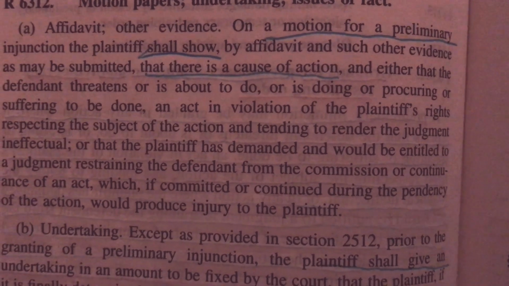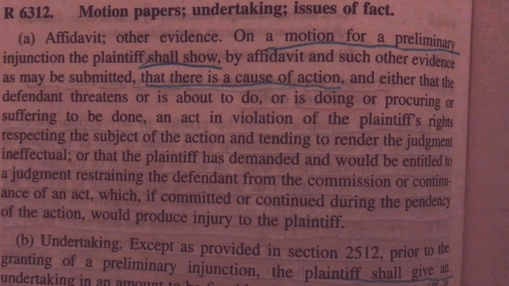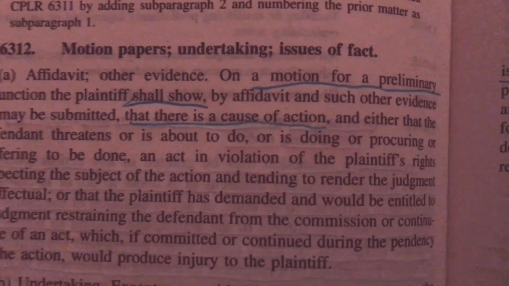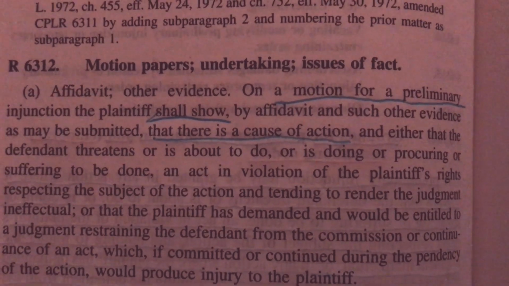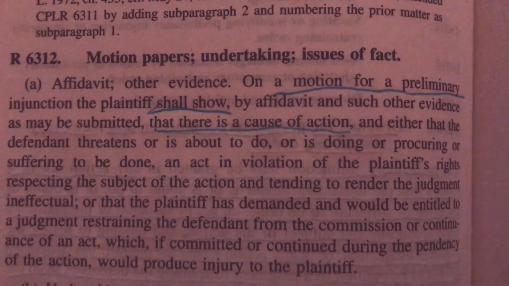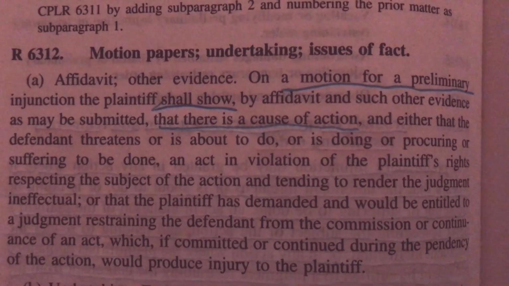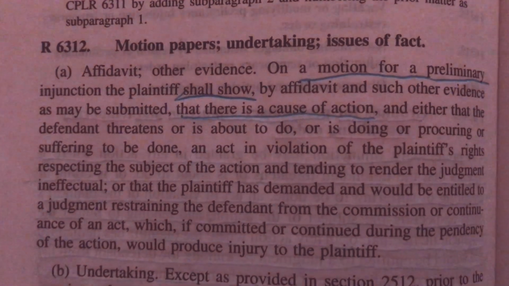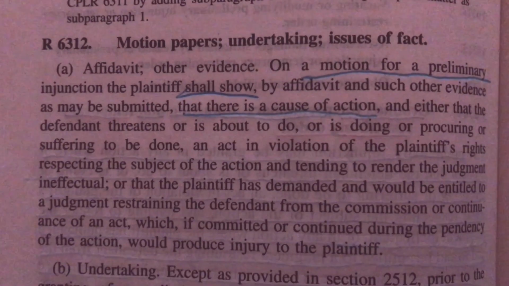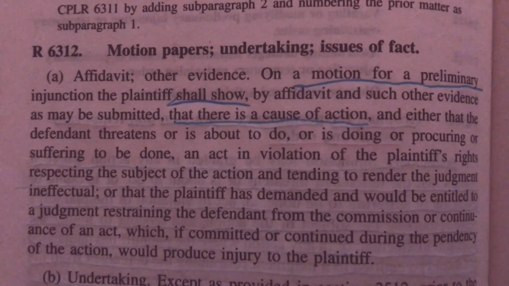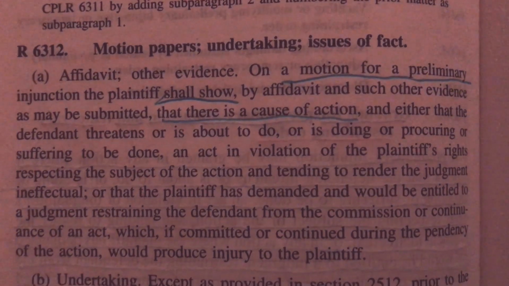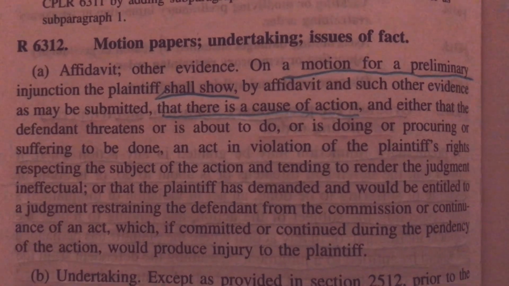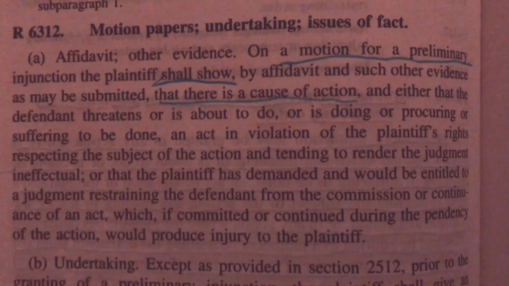On motion for preliminary injunction, the plaintiff shall show by affidavit or such other evidence as may be submitted, one, that there is a cause of action, and either that defendant threatens or is about to do or is doing an act in violation of the plaintiff's rights respecting the subject of the action and tending to render the judgment ineffectual, or that there is a cause of action and that the plaintiff has demanded and would be entitled to judgment restraining defendant from commission or continuance of an act which, if committed or continued during pendency of the action, would produce injury to the plaintiff.